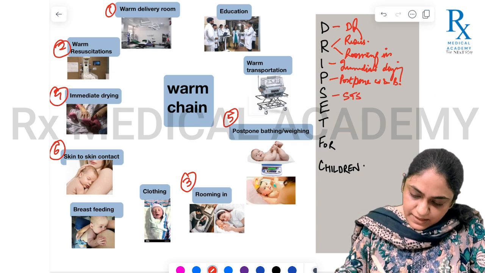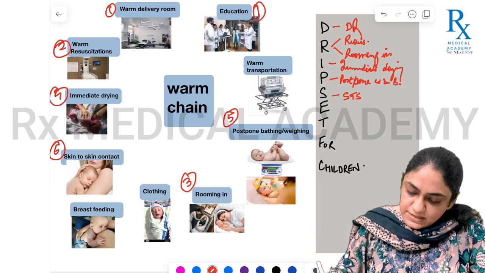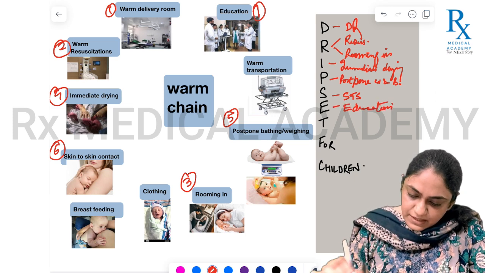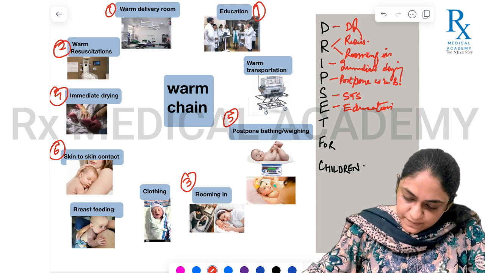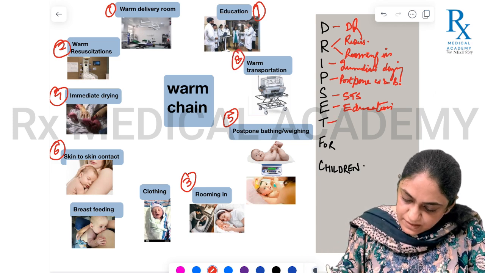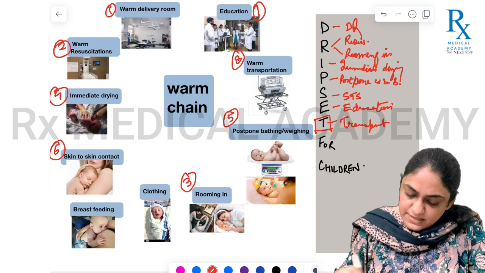Skin to skin contact. E for education. E for training and teaching. We can also call it education. Education, right? T for transportation. We read that transportation is the weakest link. Transportation. In DRIP SET, remember T. T is the weakest link.